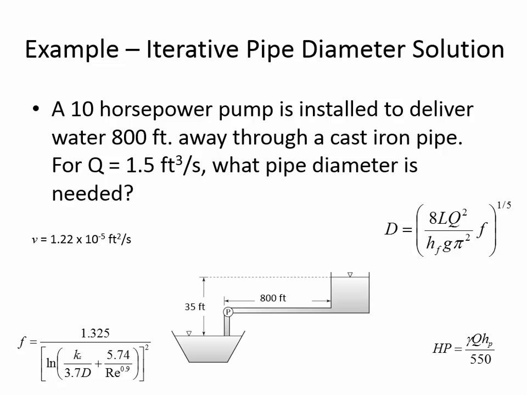And what that means is after lifting the water 35 feet, the pump has still added enough extra energy that there is 23.79 feet available to satisfy friction losses.